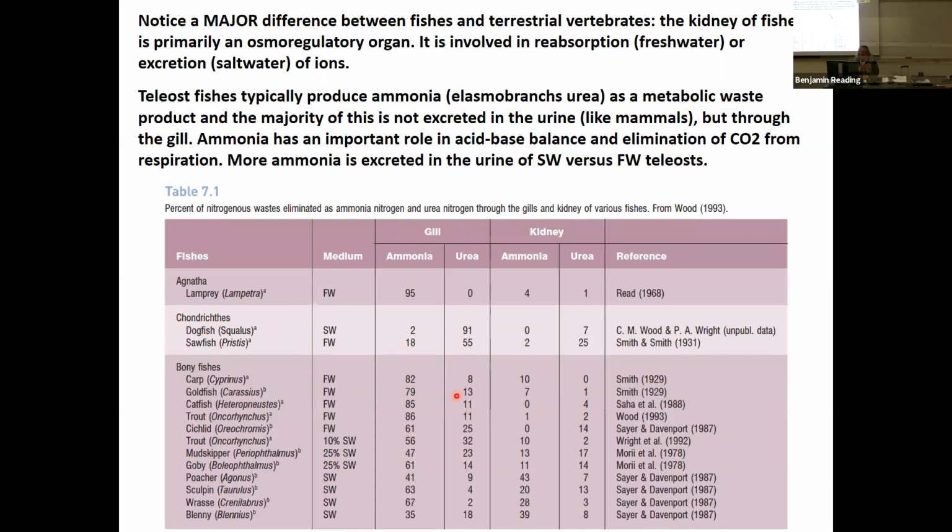Because the kidney is primarily a water pump in fishes, it's not really even pumping out ammonia or urea. The gill does this. The kidney doesn't. The kidney, like here in the dogfish, excretes 0% of the ammonia, right? 7% of the urea is excreted by the kidney. 91% of the urea is excreted at the gill. It goes out the gills.